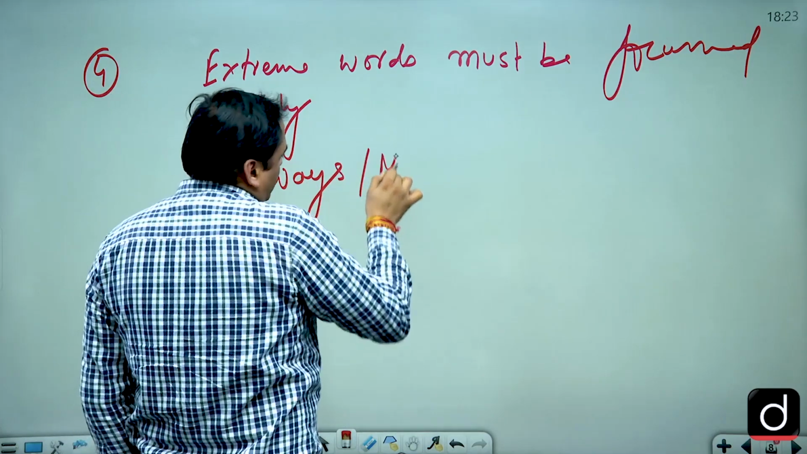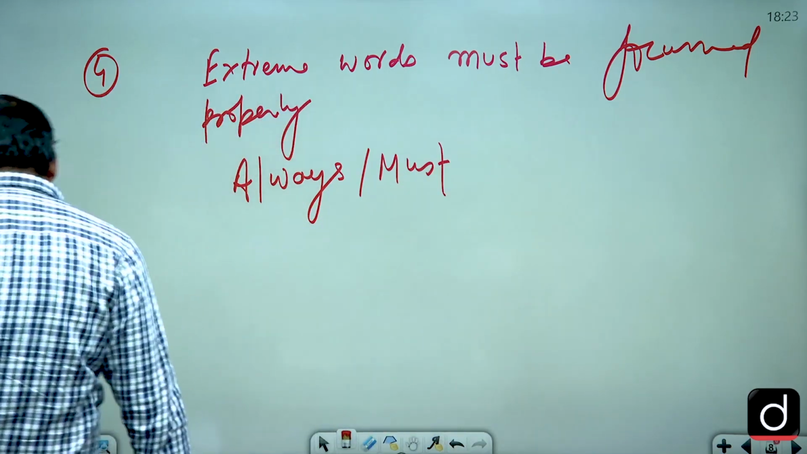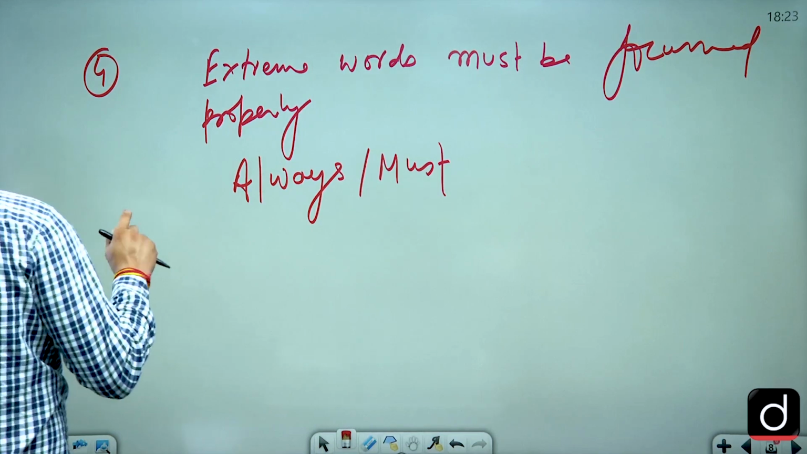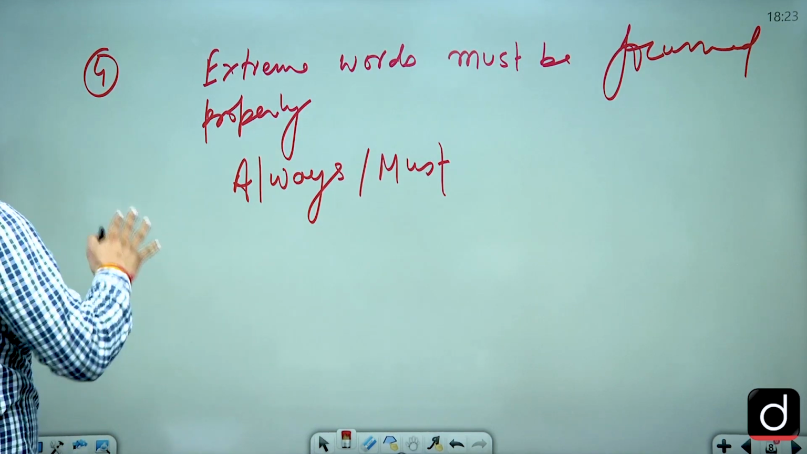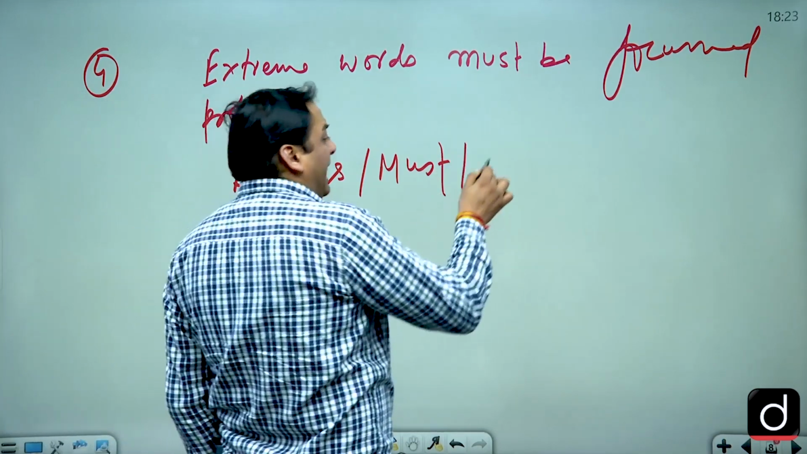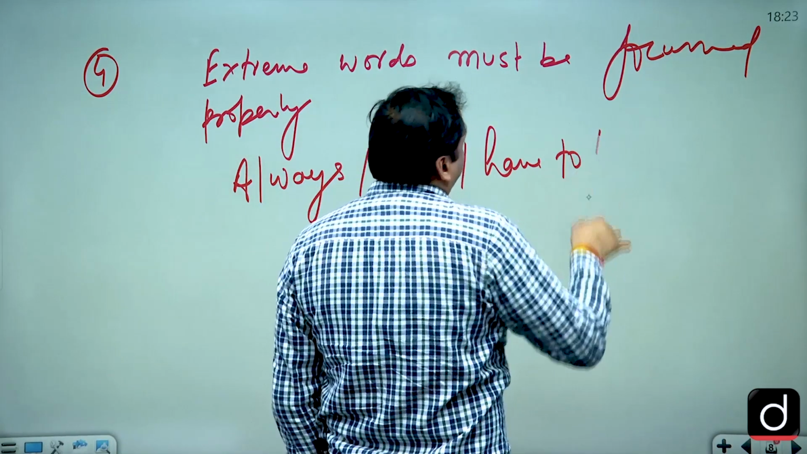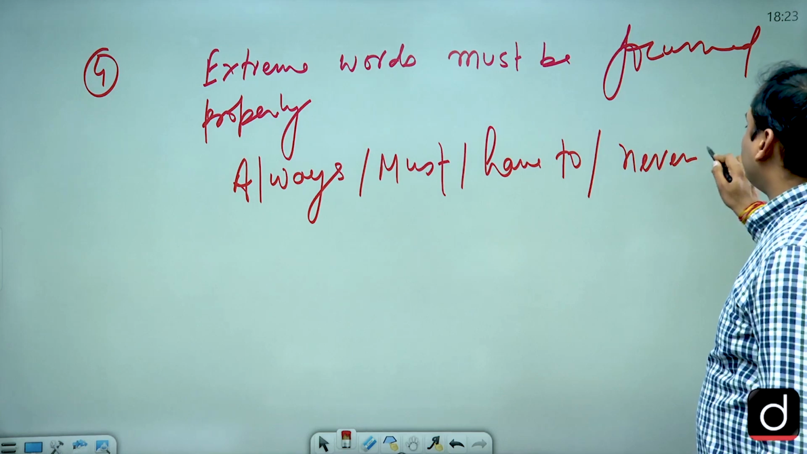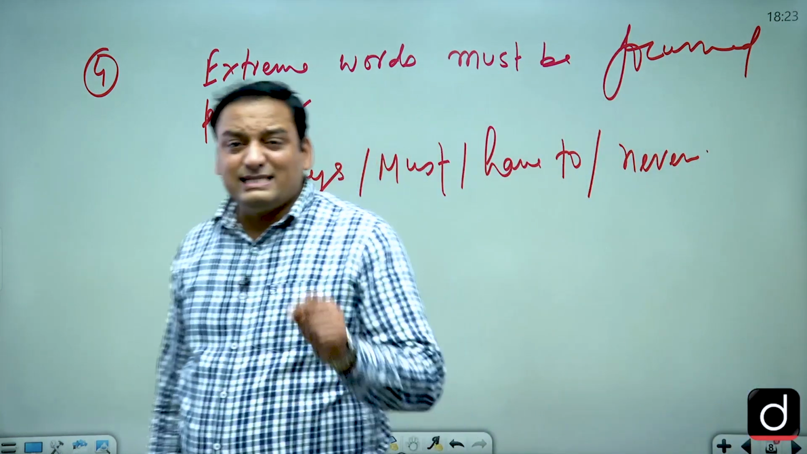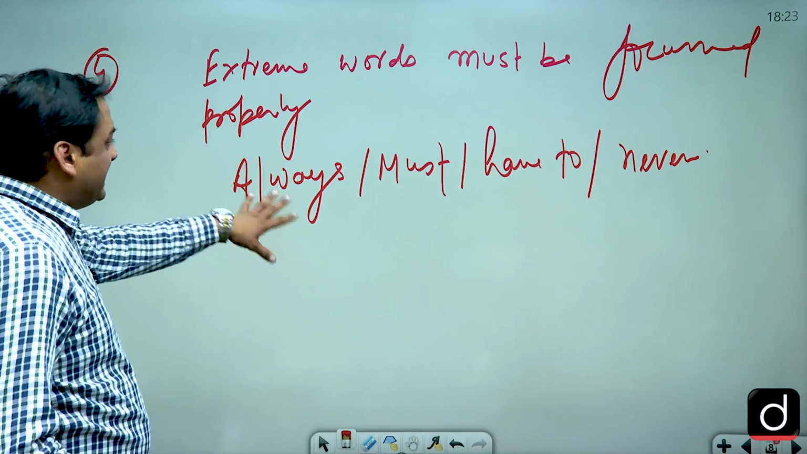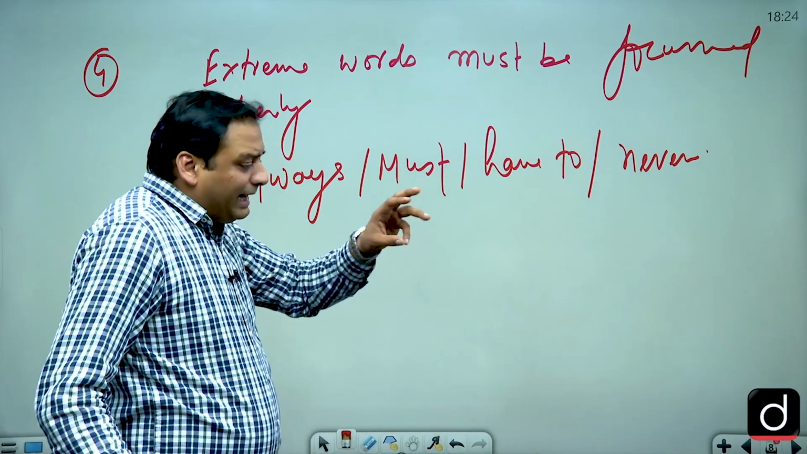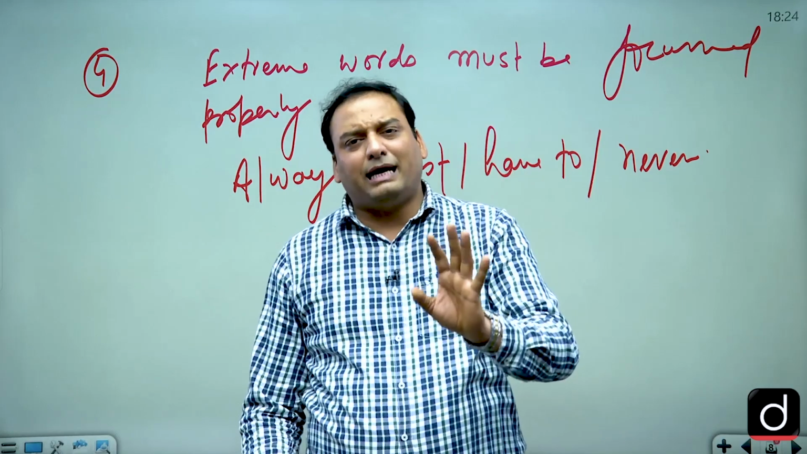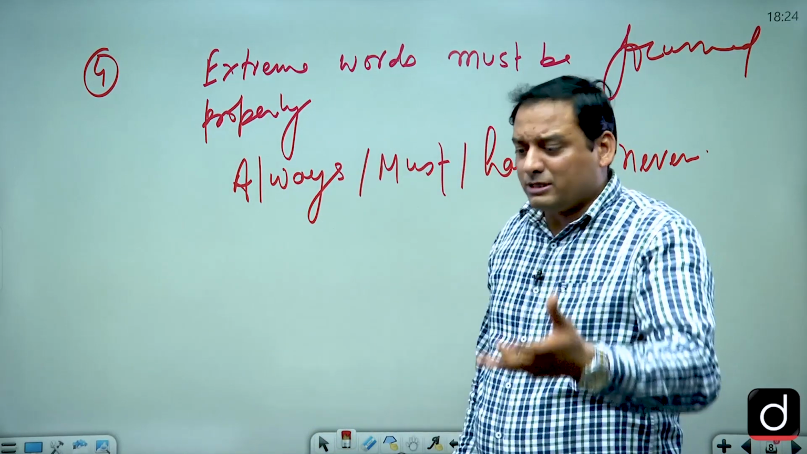Words like always, must, have to, never. These are the words that put pressure on the student. It is just like a trap in which you get stuck, and then you put the wrong answer. You have to focus on these words. Whenever these words are given in the option, it is highly important for you to understand these are not the answers. Most of the time it happens, but sometimes it is possible these are the answers.